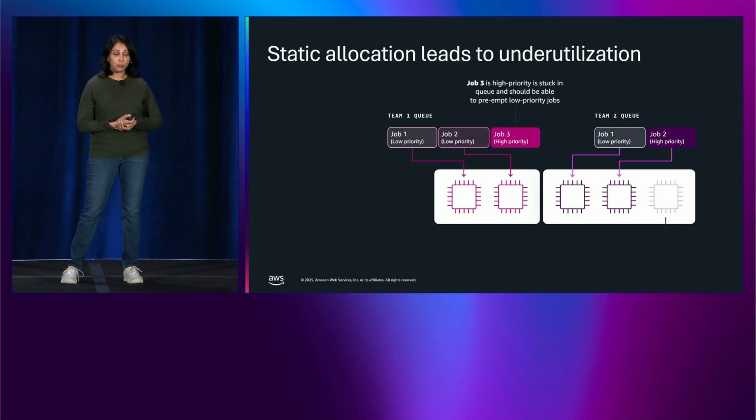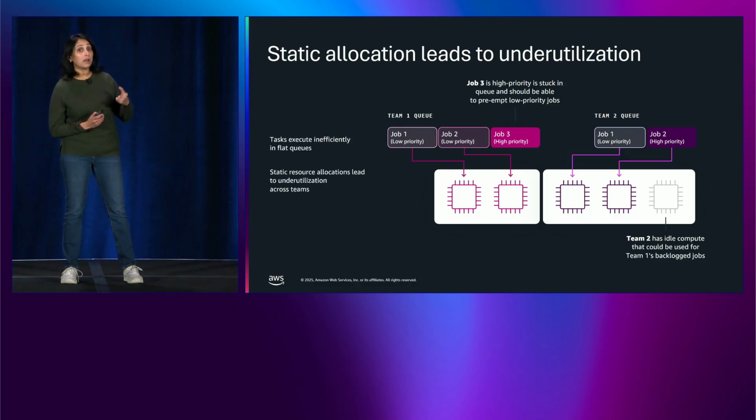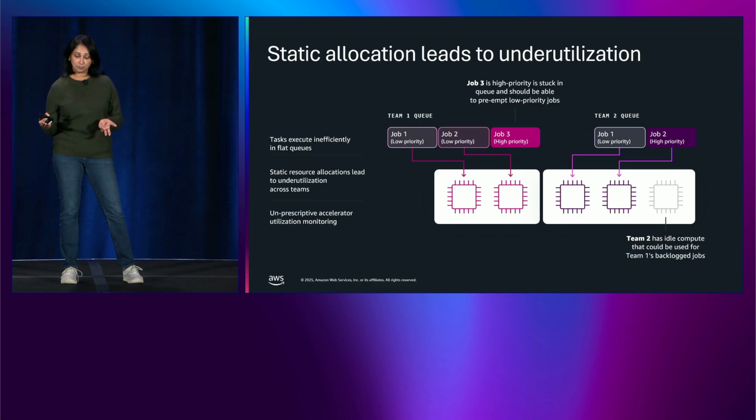Now, let's look at team 2. Here, they've got 3 instances, and they have 2 jobs of varying priority that are using 2 of those instances. But you've got a third instance there that's sitting idle, and ideally, that instance could be used for one of the backlogged jobs for team 1. But because you're statically allocating this compute, it ends up underutilizing your resources, and you're always not prioritizing the highest priority workloads in your organization.